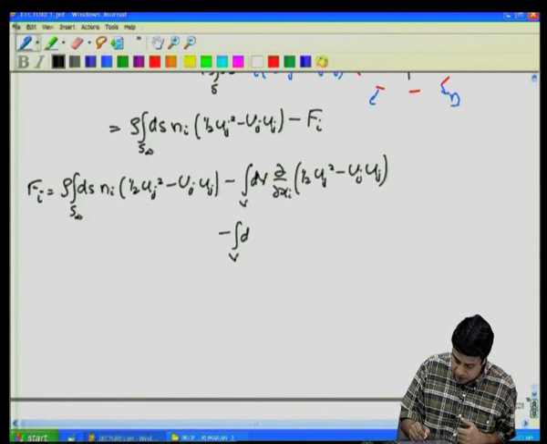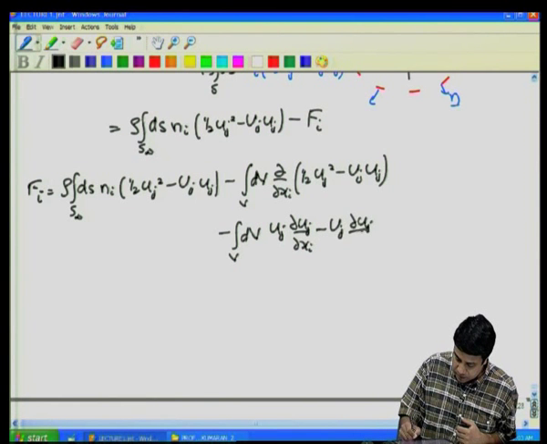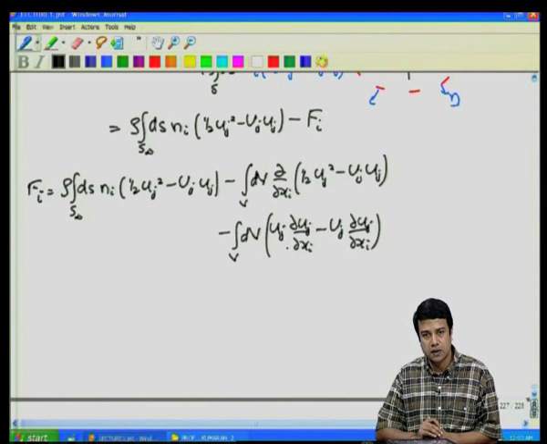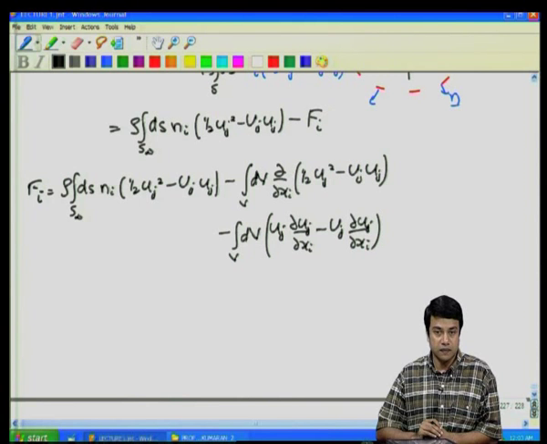Using the chain rule for differentiation, u_j partial u_j by partial x_i minus U_j partial u_j by partial x_i. Note that capital U is the velocity of the object, so that is a constant. I have used that while doing the differentiation.